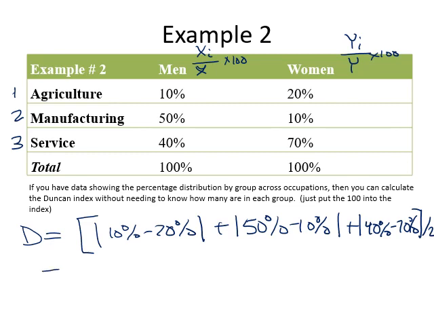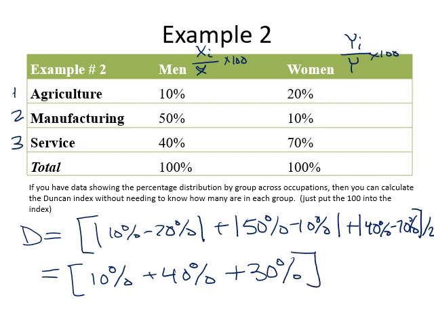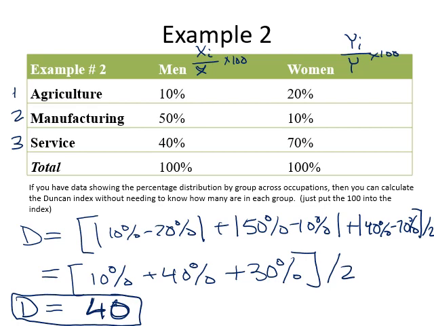Okay, and all these are absolute values, so we end up getting 10% as the difference here because it would be negative, and then we get 40%, and then we get 30%. And again, absolute value just gets rid of all those negatives, and then we divide by 2, and so we end up getting 80%, which divided by 2 becomes 40%. Typically, we don't write the percent; we just write it as 40. For this Duncan index, in this case our Duncan index is 40, and that tells us that 40% of one group would have to change jobs in order to equalize the distribution.